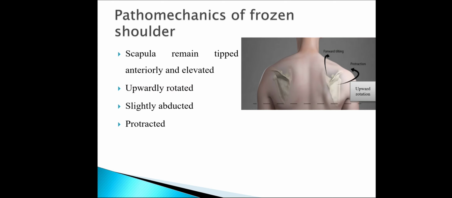Pathomechanics of frozen shoulder. As I already told, as the stages gradually increase, there is malpositioning of the scapula as well as the humerus, that is your neutral isometric position attainment. Malposition of the scapula is nothing but the scapula attaining a malposition in order to reduce the pain occurring in the frozen shoulder. The malposition attained by the scapula in frozen shoulder: the scapula remains anteriorly tipped, elevated, upwardly rotated, slightly abducted and protracted. These are very typical features in frozen shoulder. And if these are not reduced, no frozen shoulder gets treated properly.